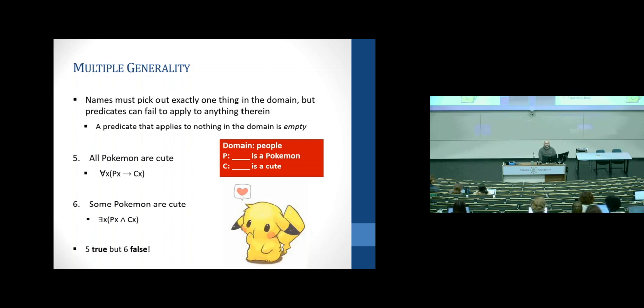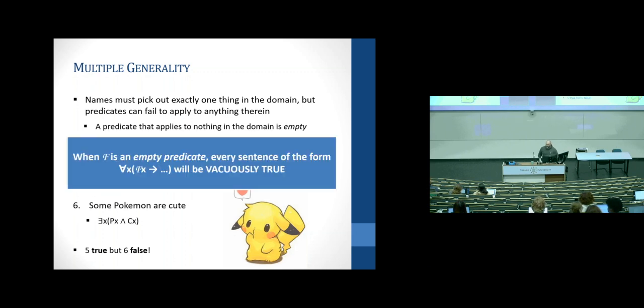But this comes up. It's going to be important next week, so it's worth mentioning now. We can say when F is an empty predicate, then every sentence of this form, a universally quantified conditional where F features in the antecedent, is going to be vacuously true. That is, it's true just simply from nothing at all. So that's the first little bit I wanted to get before we go on. Empty predicates lead to vacuous truths when we're dealing with conditionals.